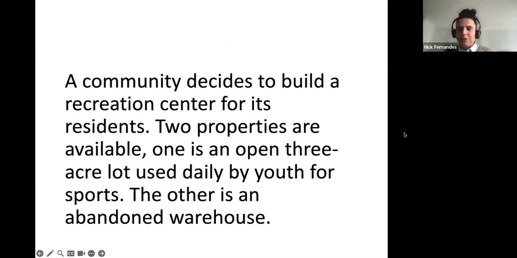Now I'm going to give you an example. I'm going to split you into two groups, and we're going to work through this very quickly, just for 5 minutes. A community decides to build a recreation center. So you're now in this community, and the community is building a rec center. There are two properties available. One is an open 3-acre lot, a huge property that can influence the community very well. Lots of people can benefit from these programs. You can run multiple programs on it.